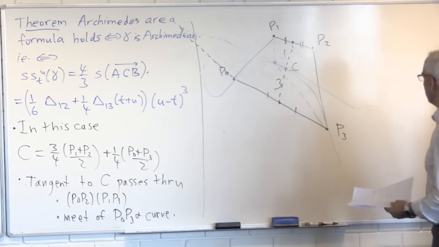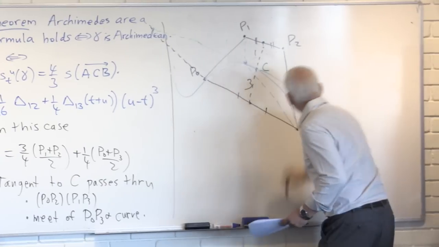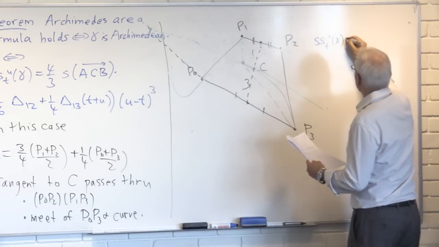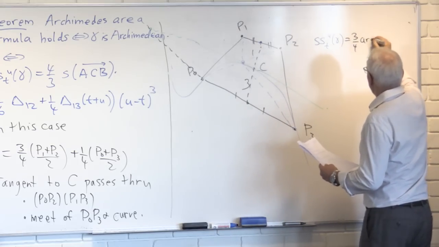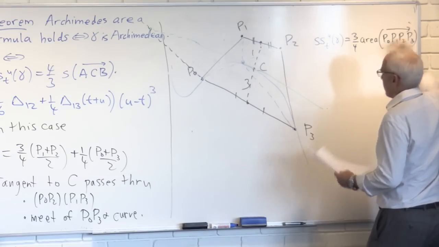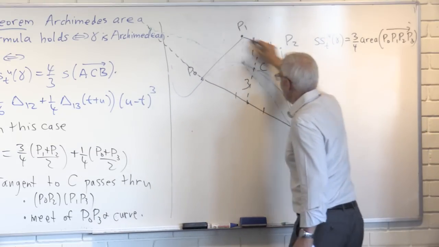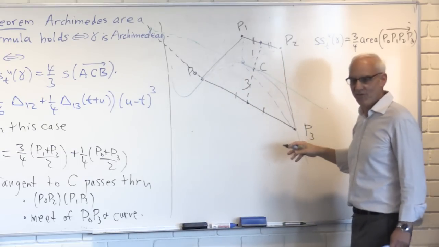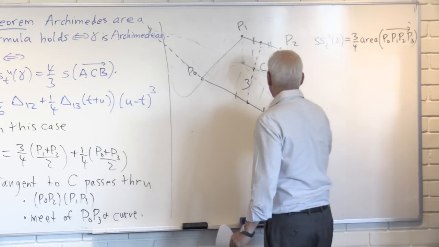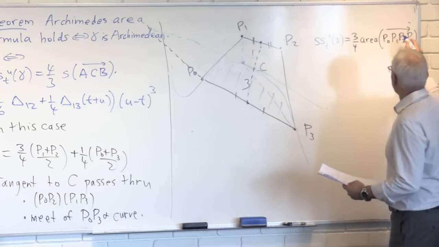And finally, I might finish with the following relation, that this signed slice area that we're interested in from T to U of gamma that we've done over there, that's actually 3/4 the area of the polygon P0, P1, P2, P3. So if you take the entire polygon formed by the four control points, then the area that we're interested in, this one here, is 3/4 of the area of that polygon.